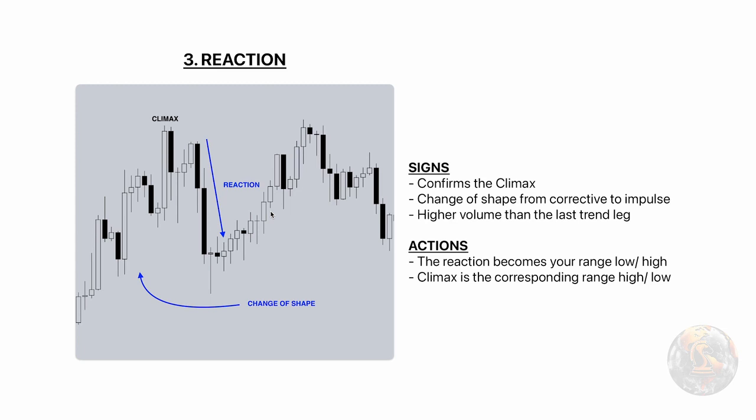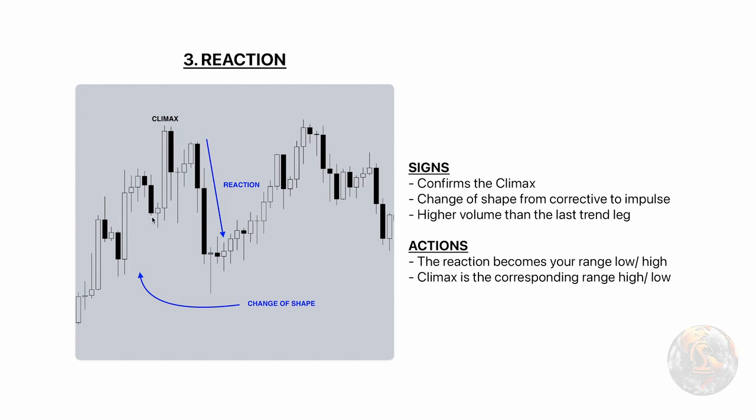Very subtle, but once you've seen it, it's obvious. You know that there's a very high probability that this is the climax. Why? Price is acting differently. Price tells you everything. So the change of shape from corrective to impulse is one of the key ways to know if a trend has ended. And if a trend has ended, you can say the climax is in.